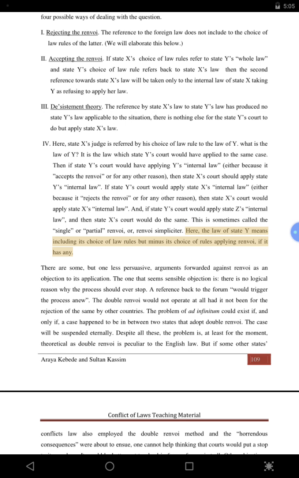This is sometimes called the single, or partial, renvoi, or renvoi simplicitor. Here, the law of state y means including its choice of law rules but minus its choice of law rules applying renvoi, if it has any. There are some, but less persuasive, arguments put forward against renvoi as an objection to its application. The one that seems a sensible objection is that there is no logical reason why the process should ever stop.